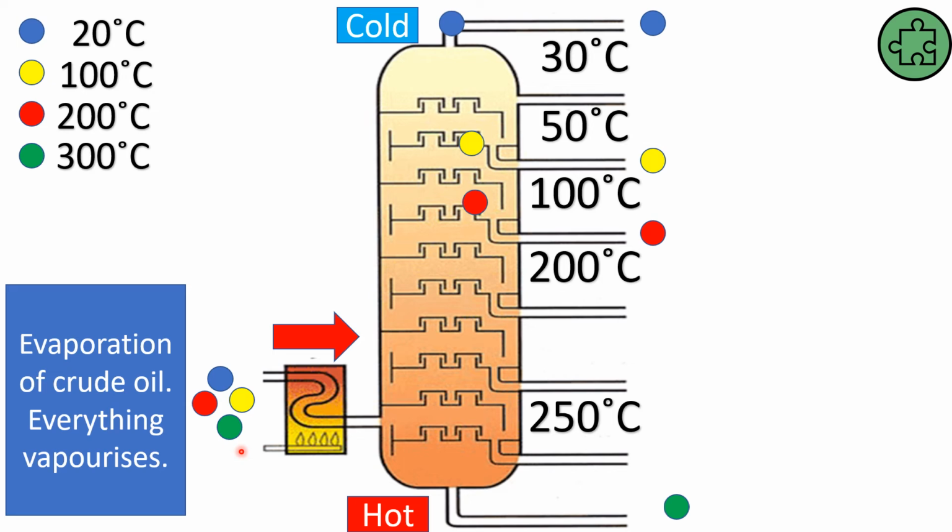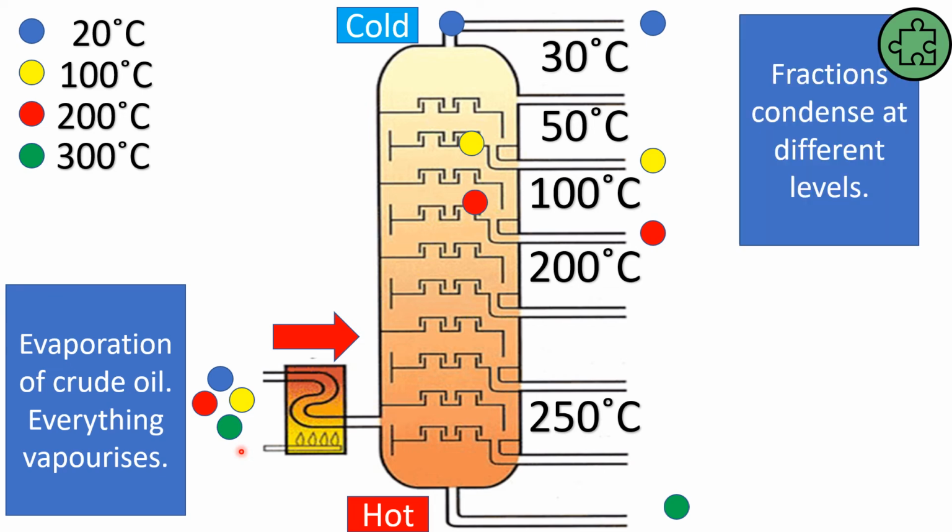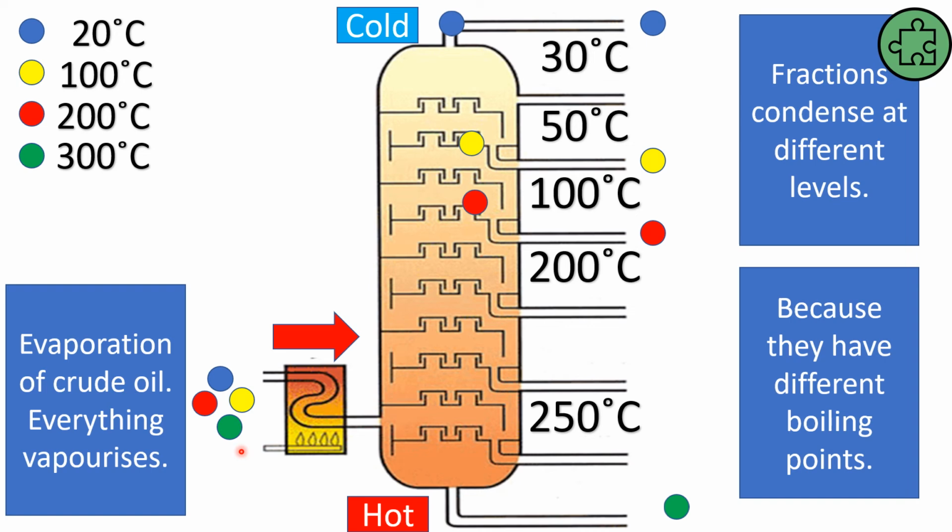So what are the main points here? You've got to talk about evaporation and you've got to talk about condensation. And the point is that they're evaporated, they travel up the column and they condense at different levels, and therefore they are separated. So the fractions condense at different levels because they have different boiling points. Remembering, of course, that whatever that boiling point is, it's also the point it condenses. It turns back into a liquid. That is, the temperature turns it back into a liquid if it's getting colder.